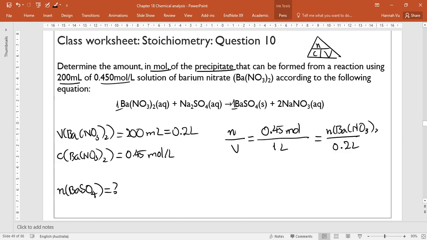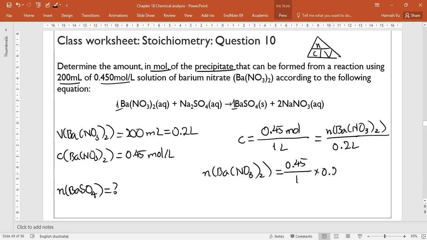So this is another way if you don't remember the formula to find the concentration. You can very easily just look at the unit of a concentration, and if you really understand that it is just a representation of a ratio between the amount of solute and the amount of solution, then you should be able to create any formula that you need. So the number of mole of barium nitrate, Ba(NO3)2, is just going to be 0.45 over 1 times 0.2.